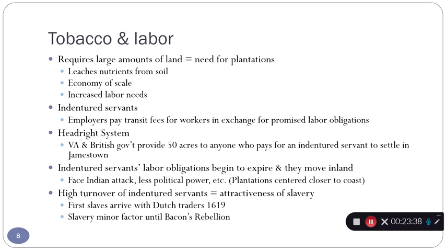In order to help encourage this kind of settlement, the British government and the government of Virginia also established what's called the headright system. The headright system says anyone that pays to bring an indentured servant to Virginia will get an additional 50 acres of land. Now, this land doesn't go to the indentured servant, it goes to the landlord.